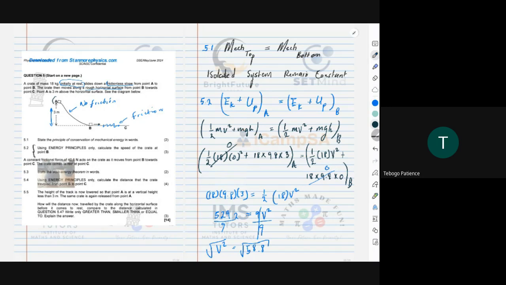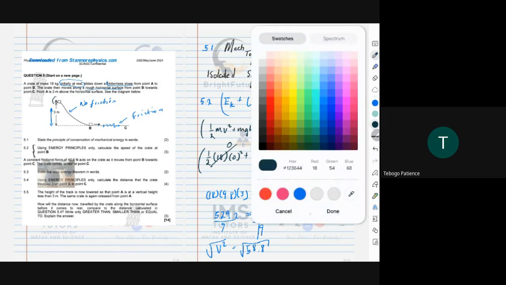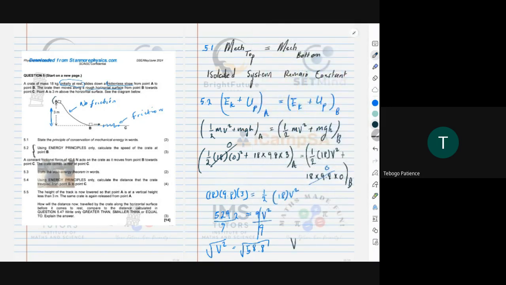So now that you've put your square root, you'd end up with v being equal to the square root of 58.8, something like 7.67 meters per second. That is your velocity at point B here. Okay? Does it make sense?